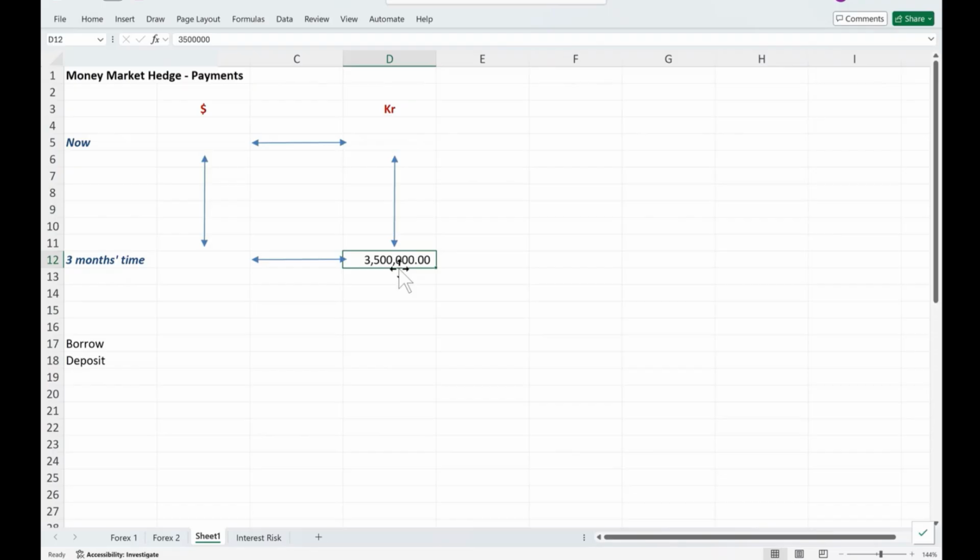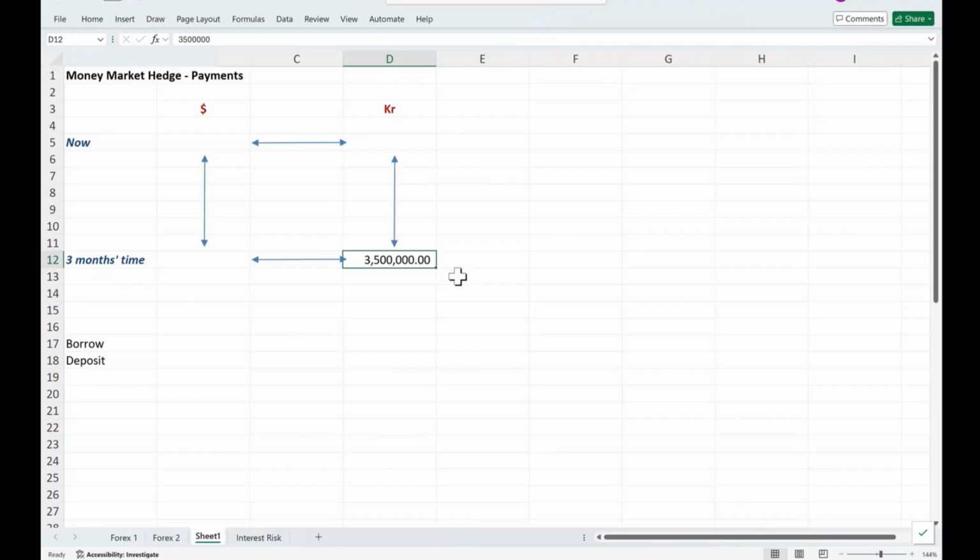What if we create a kroner bank account and deposit some funds in it today, now? Not exactly 3.5 million, a little less than 3.5 million, considering the rate of interest. If you deposit this in a kroner bank account, after 3 months the funds will be exactly 3.5 million. Withdraw and pay. That is the money market hedge.